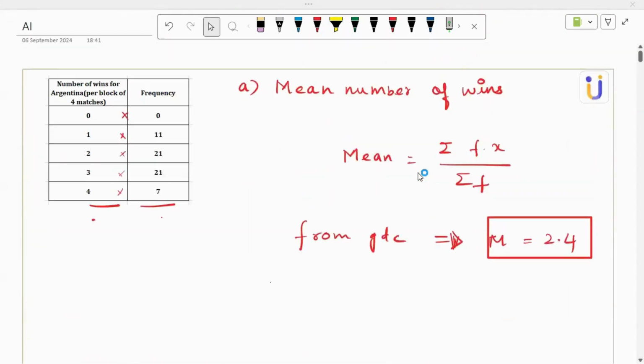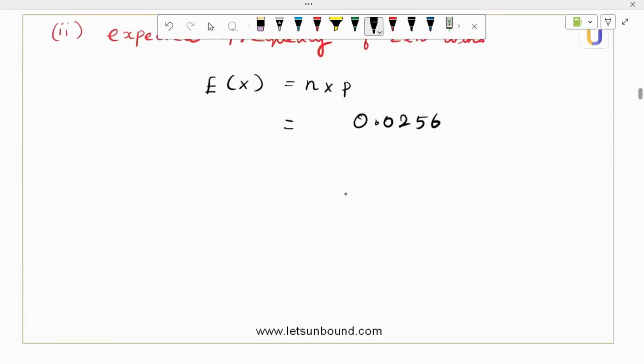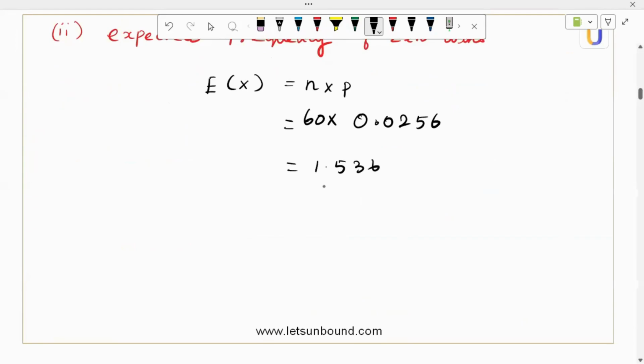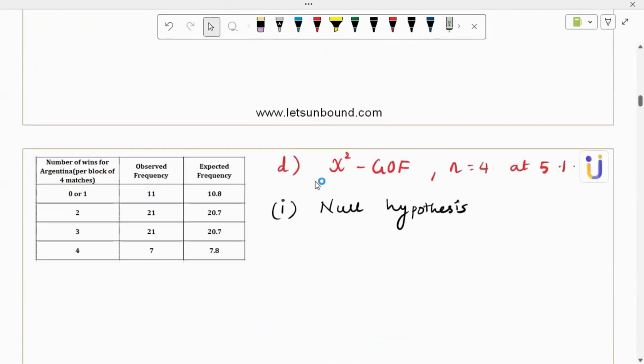Here we go. So the total frequency should be there, and this total will be 60. That we need to use over there. So 60 times P. And when you solve this simple calculation, we will get it around 1.536. And you can just state 1.54. This is the expected frequency of 0 wins. Now, moving to the next part.